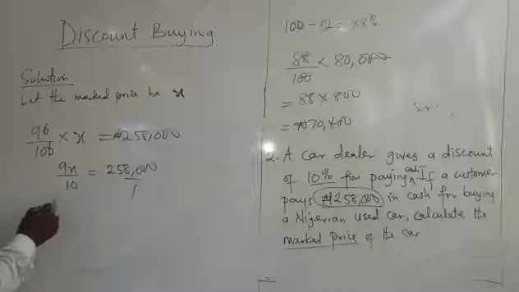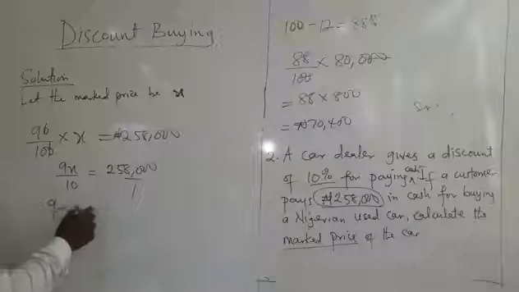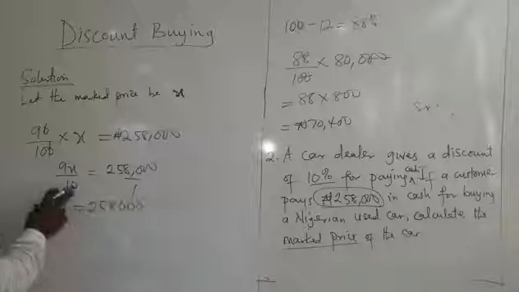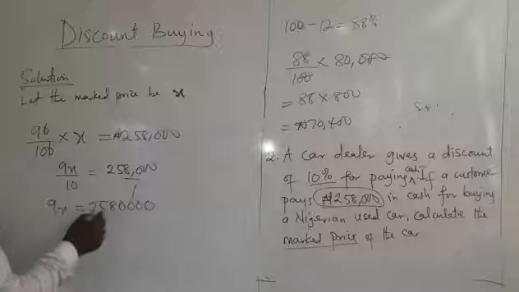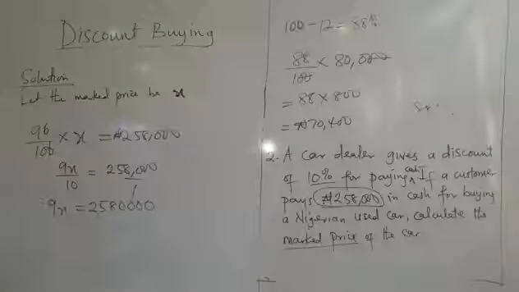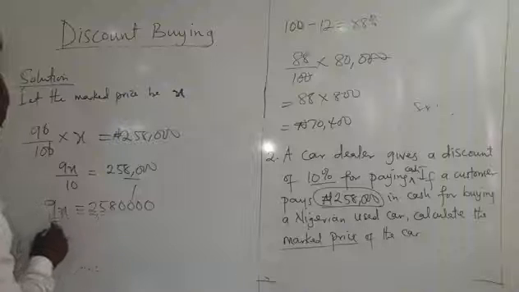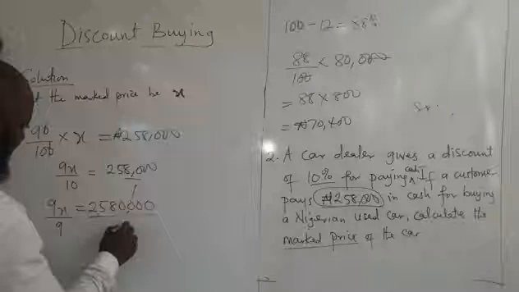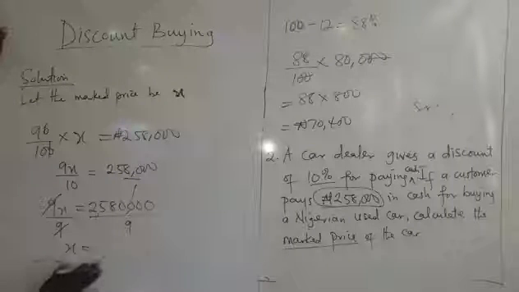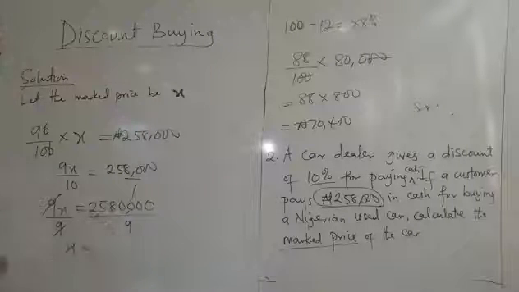We have 9x equals 258,000 times 10, which gives 2.58 million. So we divide both sides by 9. 9 cancels 9 here, and it remains x. Right? So let's use the calculator.